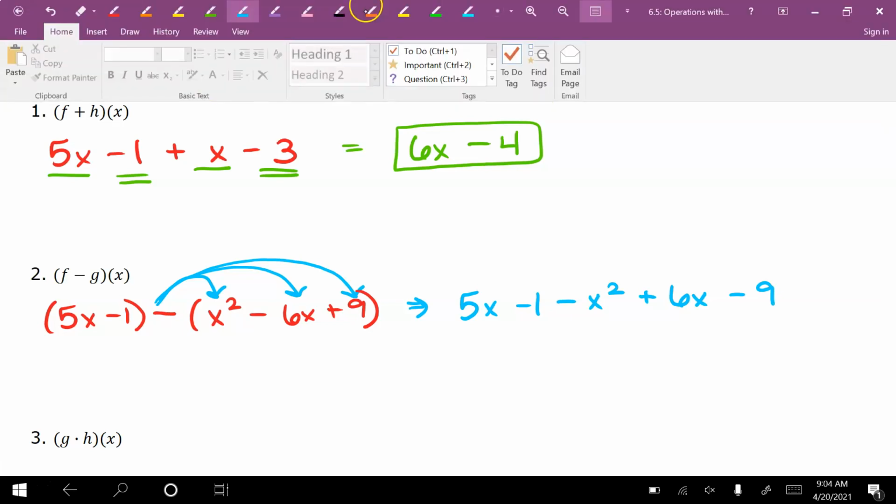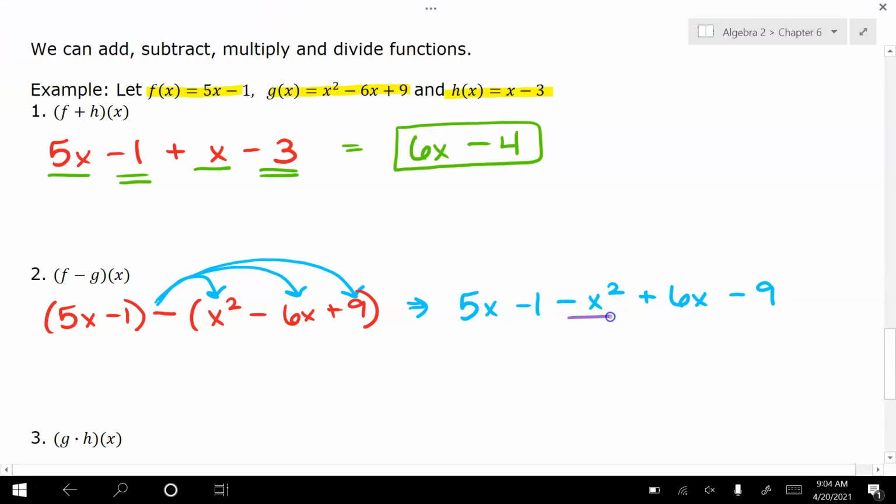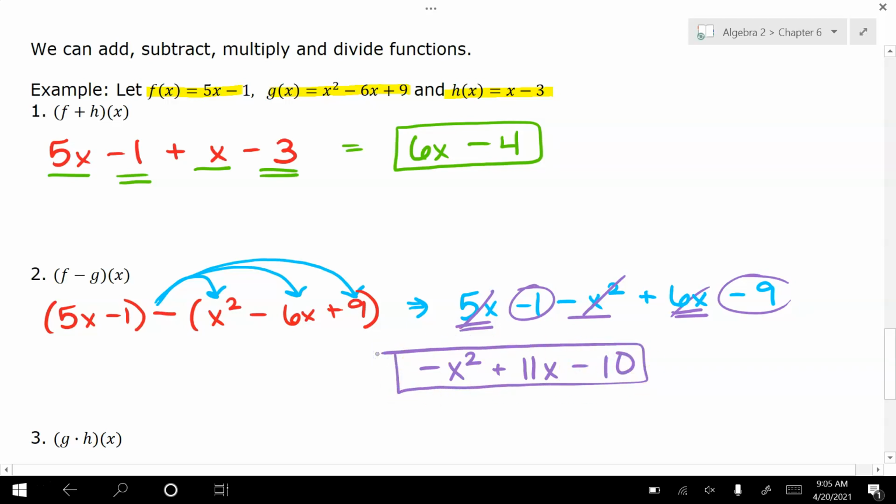So now if I look for like terms, negative x squared is kind of all by itself, so there's nothing for it to combine with. Now 5x and 6x, those can go together, so that becomes 11x. And then the numbers, you've got -1 and -9. Those are the last 2 pieces that can go together, so that becomes -10. So that's our answer for that one.